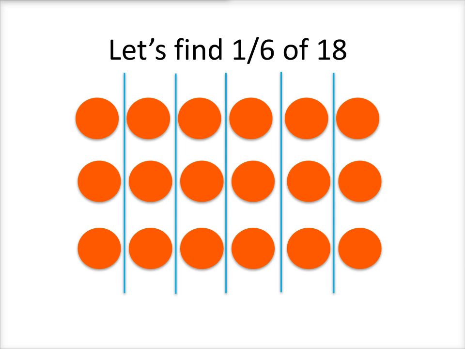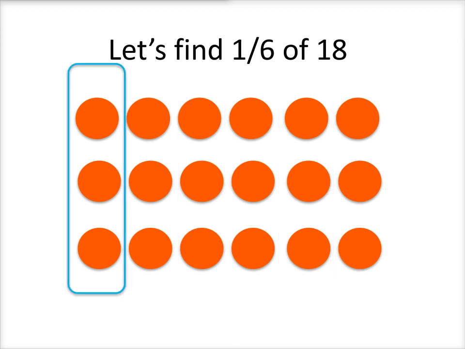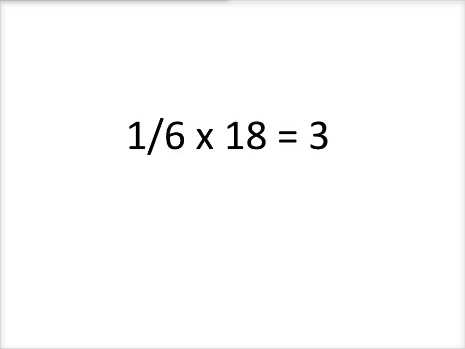Let's do that now. Can you see that I have created 6 equal groups here? How many dots are in each group? Well, let's look. There are 3 dots in one of those groups. This means, if I write it mathematically, that 1/6 of 18 equals 3, or 1/6 times 18 equals 3.